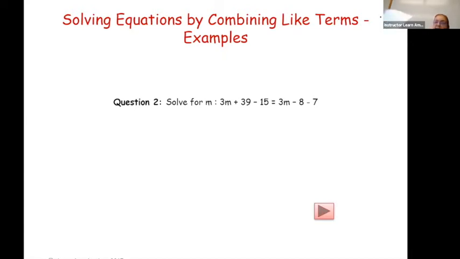Okay, again, looking at equations by combining like terms. In this case, we would combine the 39 with the negative 15 to get plus 24.